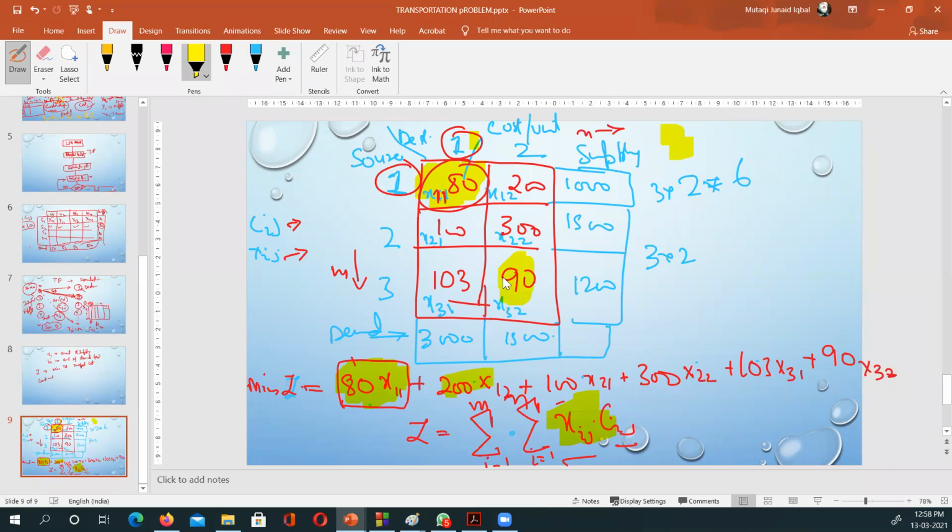For this one, 90. What is x of ij? What is c of ij for 90? Tell me. What is firstly x of ij for 90? Yes, answer me. What is the x of ij for 90?